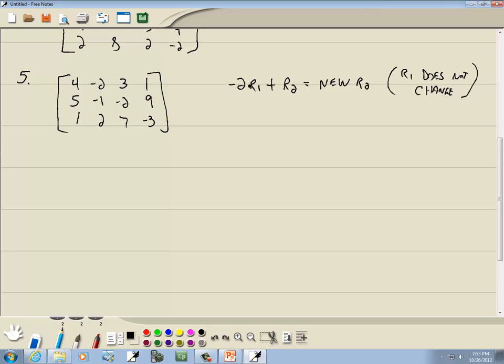So when we're saying take negative 2 times row 1, we're not actually saying physically do it right up here. We're saying take it off on the side and in your head, take negative 2 times row 1, then add it to row 2. Let me show that. Negative 2 times row 1. Row 1 is 4, negative 2, 3, and 1. Plus row 2, which is 5, negative 1, negative 2, and 9. Negative 2 times 4 gives us negative 8. Negative 2 times negative 2 is 4. Negative 2 times 3 is negative 6. Negative 2 times 1 is negative 2. Just double checking myself on these.